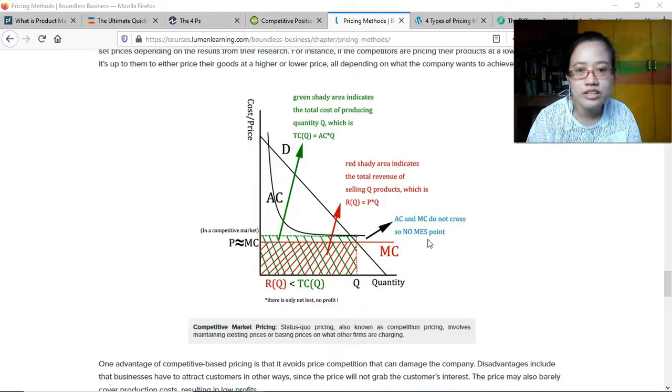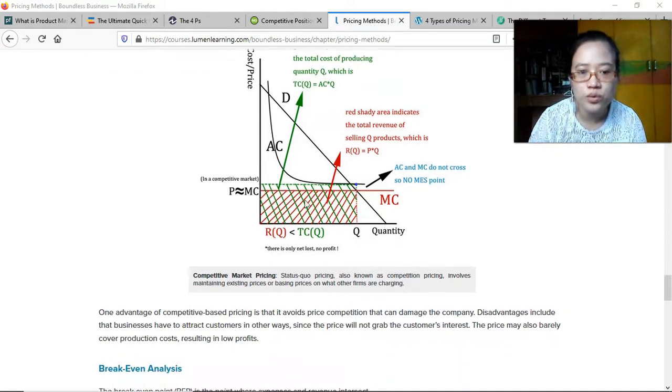Alright, so you have here a diagram. Competitive market, you have your cost or price, you have the quantity. AC and MC do not cross, so no MES point. The red shaded area indicates the total revenue of selling a quantity of products, which is RQ, where RQ is equal to PQ. The green shaded area indicates the total cost of producing the quantity, which is total cost equals AC times Q.